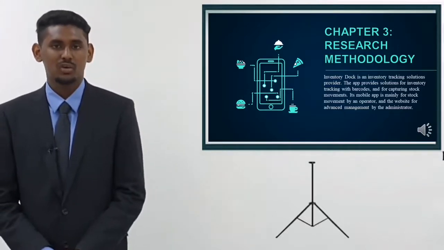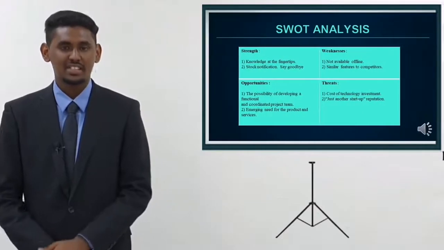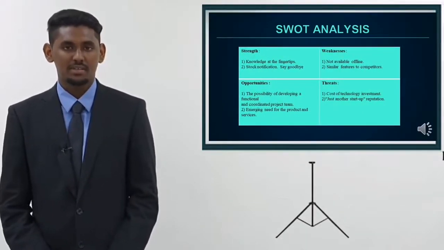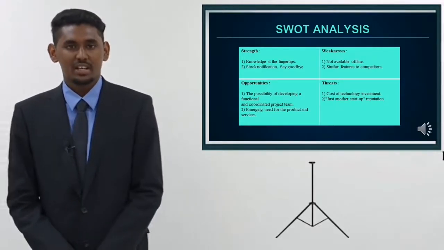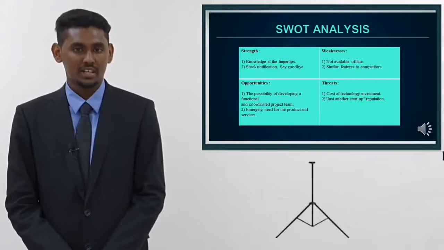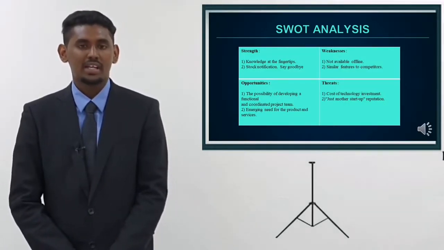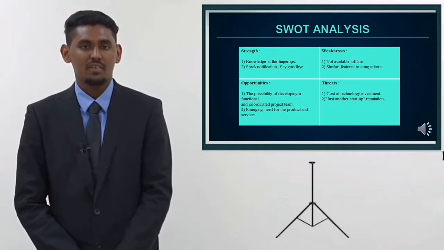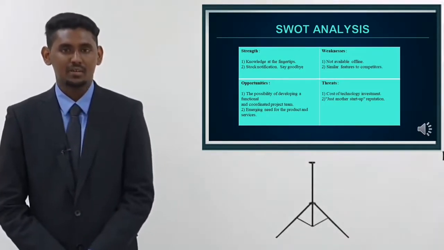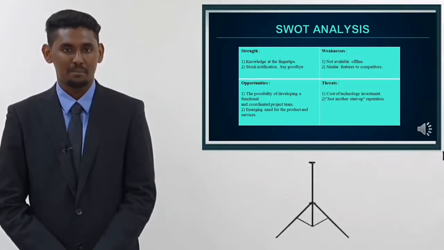Next, we move to the SWOT analysis, which is strengths, weaknesses, opportunities and threats. The first is strength, which is that everything is at the fingertips. The second is weakness. The Inventory Doc application will only be accessible with an internet connection. The next is opportunities. We are creating and building to achieve our KPIs and productivity goals. The next is threat, which is the cost of investment for this technology app.